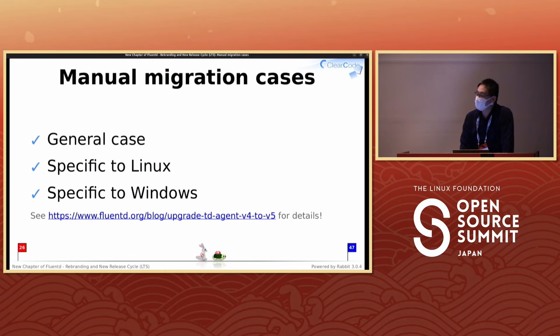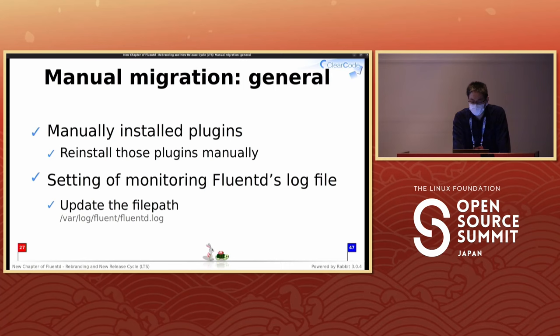There are three kinds of manual migration cases: in general, specific to Linux, and specific to Windows. We already published an upgrade guide as a Fluentd blog article. Please see it. In general, if you install additional plugins, you need to reinstall plugins for the Fluentd package. This is because the plugin path of td-agent is not recognized by the Fluentd package. The recent version of the fluent-diagnostic-tool gem supports detecting the list of locally installed gems, so it will help to reinstall gems for the Fluentd package.